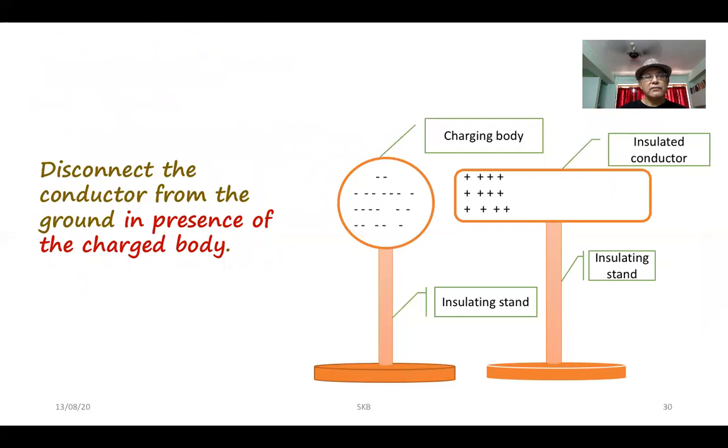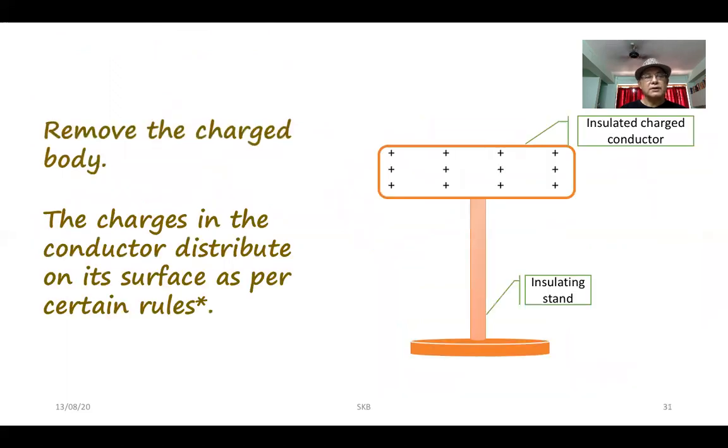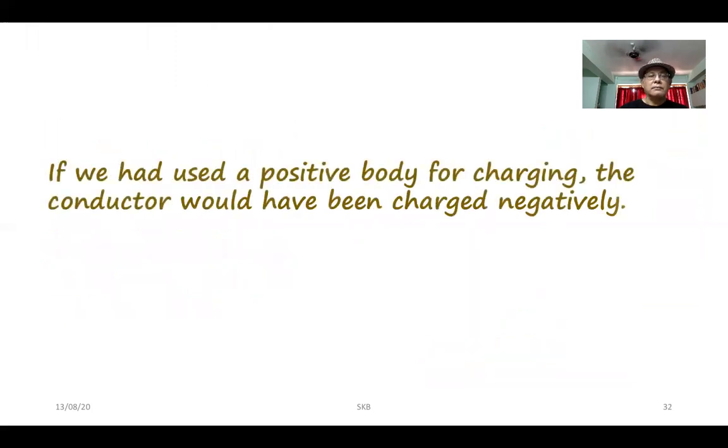Disconnect the conductor from the ground in presence of the charged body. Remove the charged body. The charges in the conductor distribute on its surface as per certain rules. We will discuss these rules in the next lesson. If we had used a positive body for charging, the conductor would have been charged negatively.